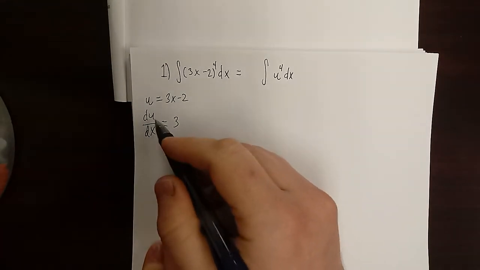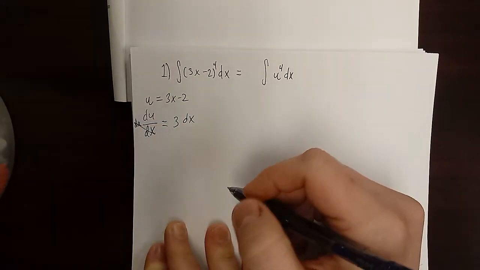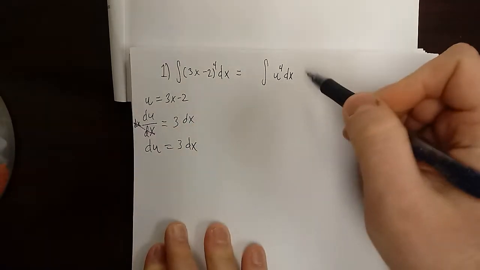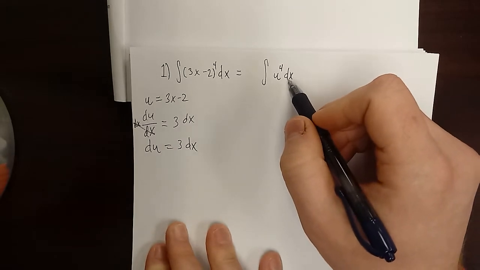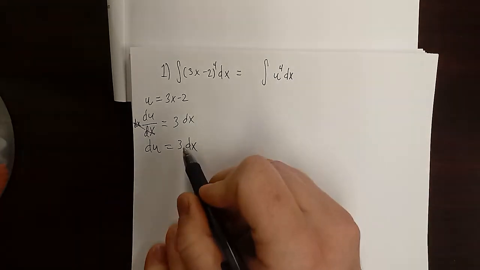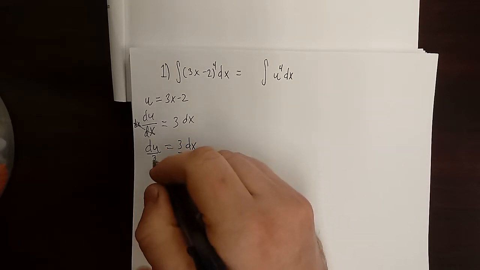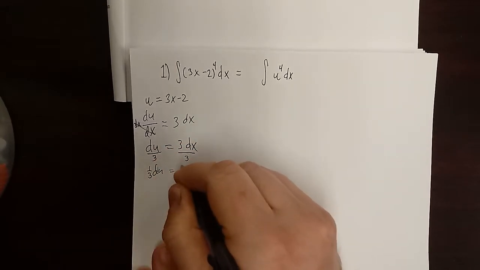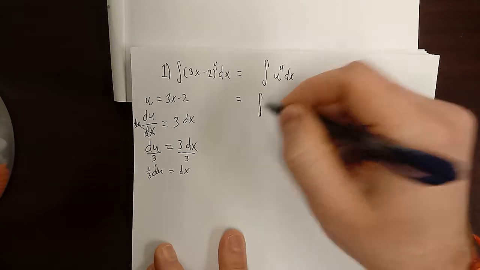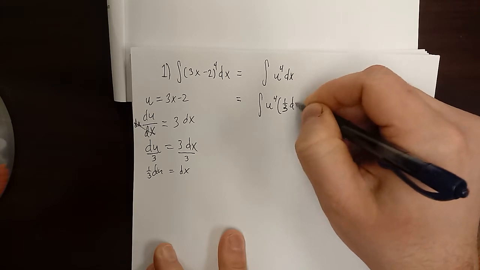And we actually can separate this, multiplying both sides by dx. If we do that, it cancels out over here, and on the left-hand side we have du is equal to 3 dx. So if we look over here, it says u to the fourth dx. All I need to do is replace dx. So if I want to replace dx, I just solve this for dx. So I could say du over 3, or 1/3 du, is equal to dx. And so instead of writing u to the fourth dx, I can write the integral of u to the fourth times 1/3 du.